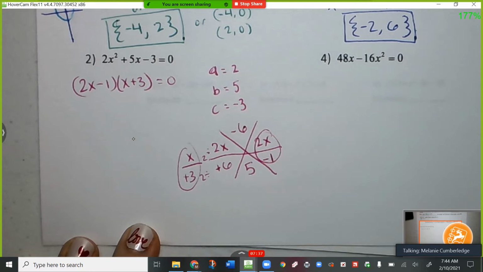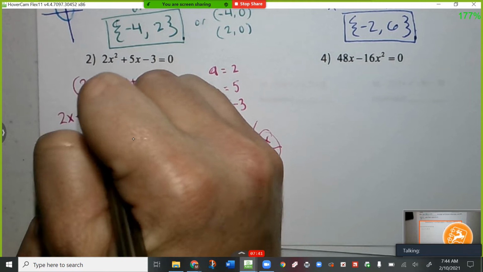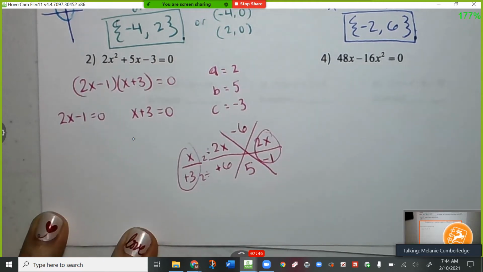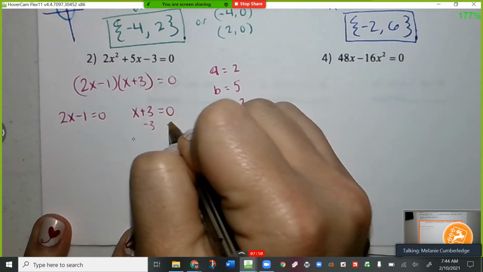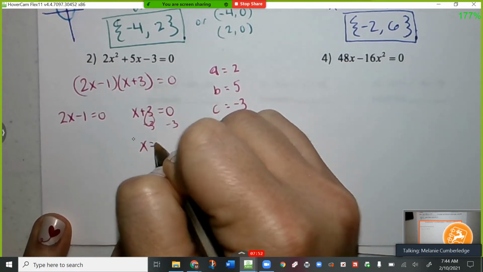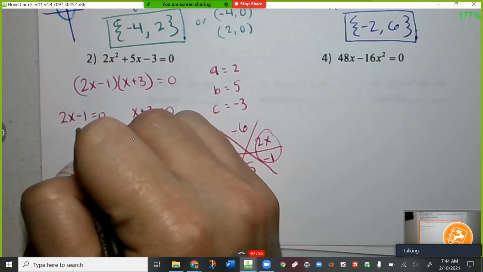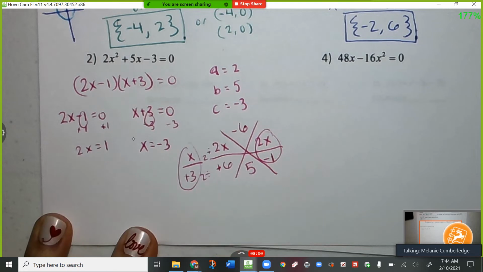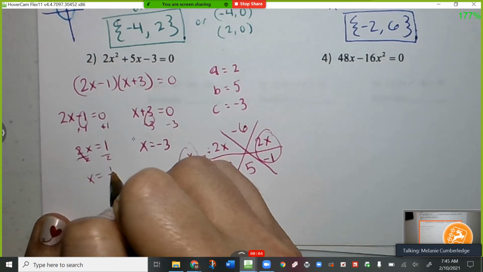So now we set them both equal to 0. And we solve. Now this one's a little different. This one's easy still. Plus 3 is going to be minus 3. It's one step. X equals negative 3. But this one's going to be a 2-step. So we're going to have to add 1 to both sides. We get 2x equals 1. Divide by 2, divide by 2. And I get x equals 1/2.